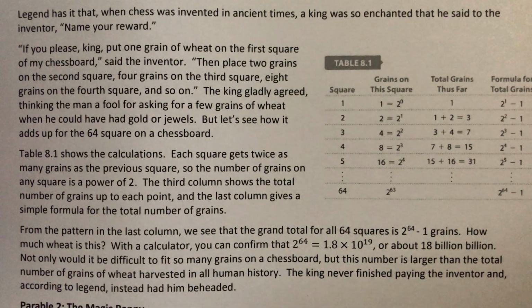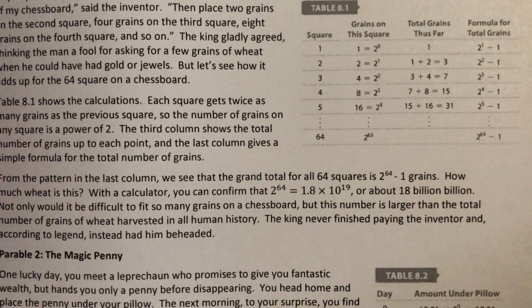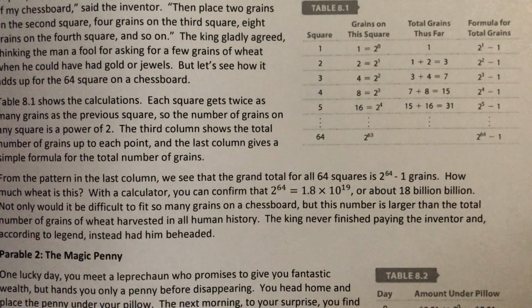But as you look at it, 5 is not too bad. You get 31 pieces of grain and so on and so forth. However, by the time you get to the last grain, that would be 2 to the 64th power minus 1. And that would be 1.8 times 10 to the 19th, or 18 billion billion. That is more grains of wheat than have ever been harvested since the world began. So the king couldn't pay the inventor, and according to legend, had him beheaded. So be careful what you ask for.